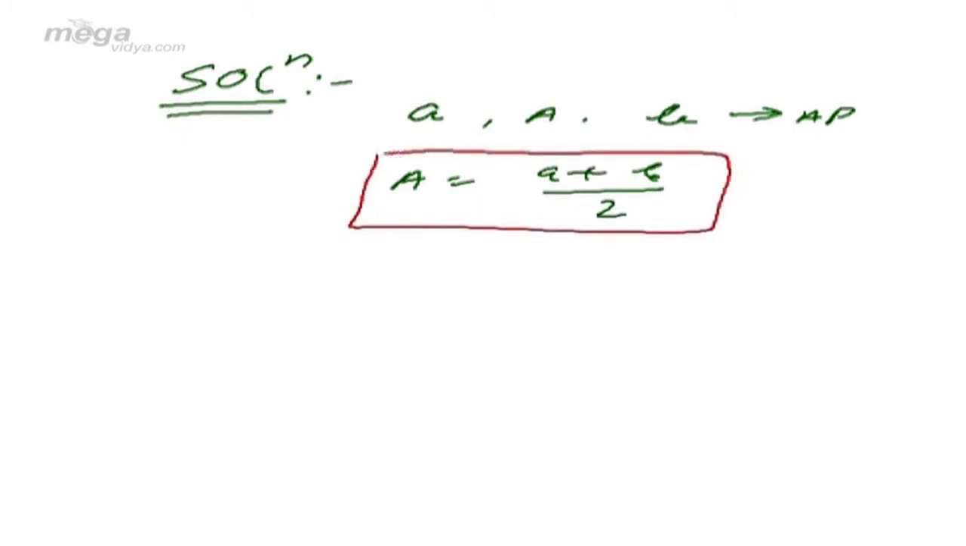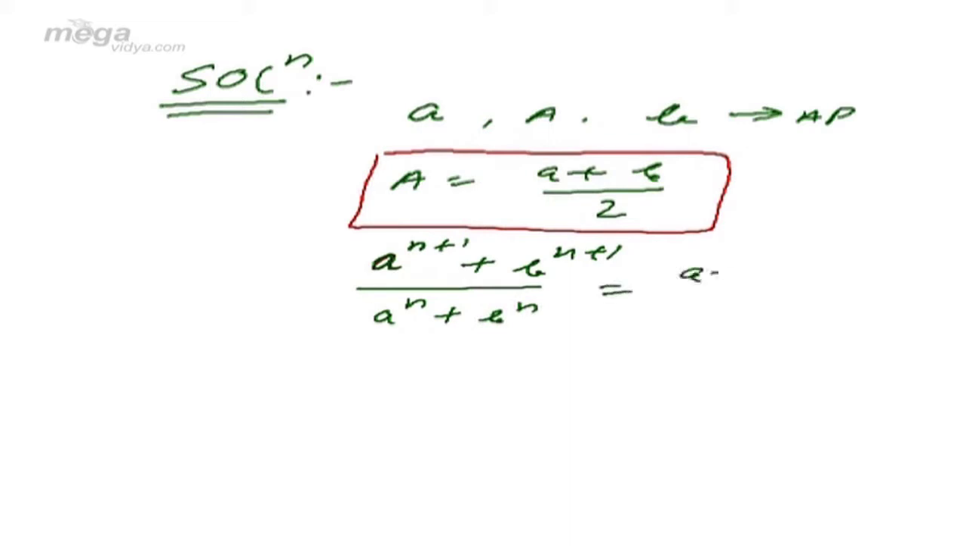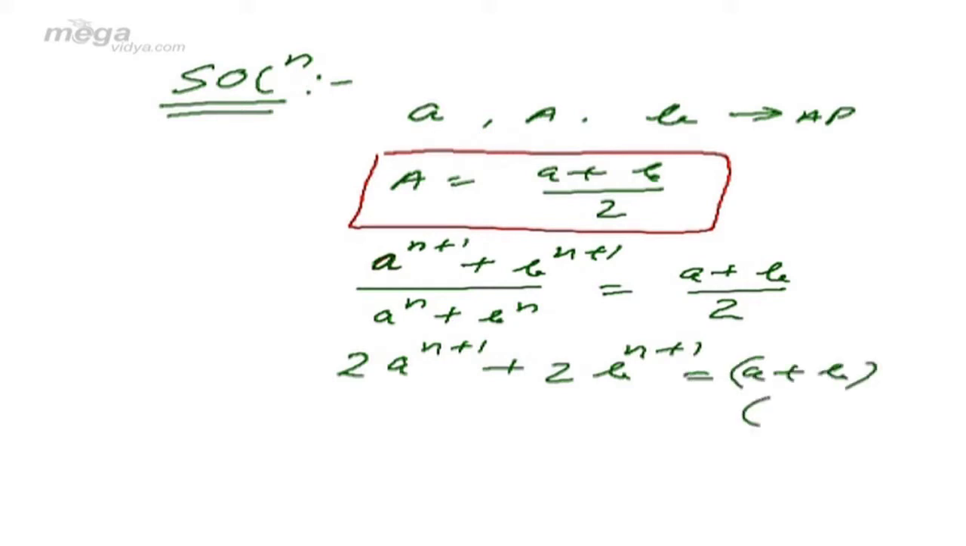In the question, the value is given: (a^(n+1) + b^(n+1)) / (a^n + b^n) is equal to (a + b)/2. Now we have to find the value of n here. For this, I cross multiply with 2 and (a + b) with this. Then we get 2a^(n+1) + 2b^(n+1) is equal to (a + b)(a^n + b^n).